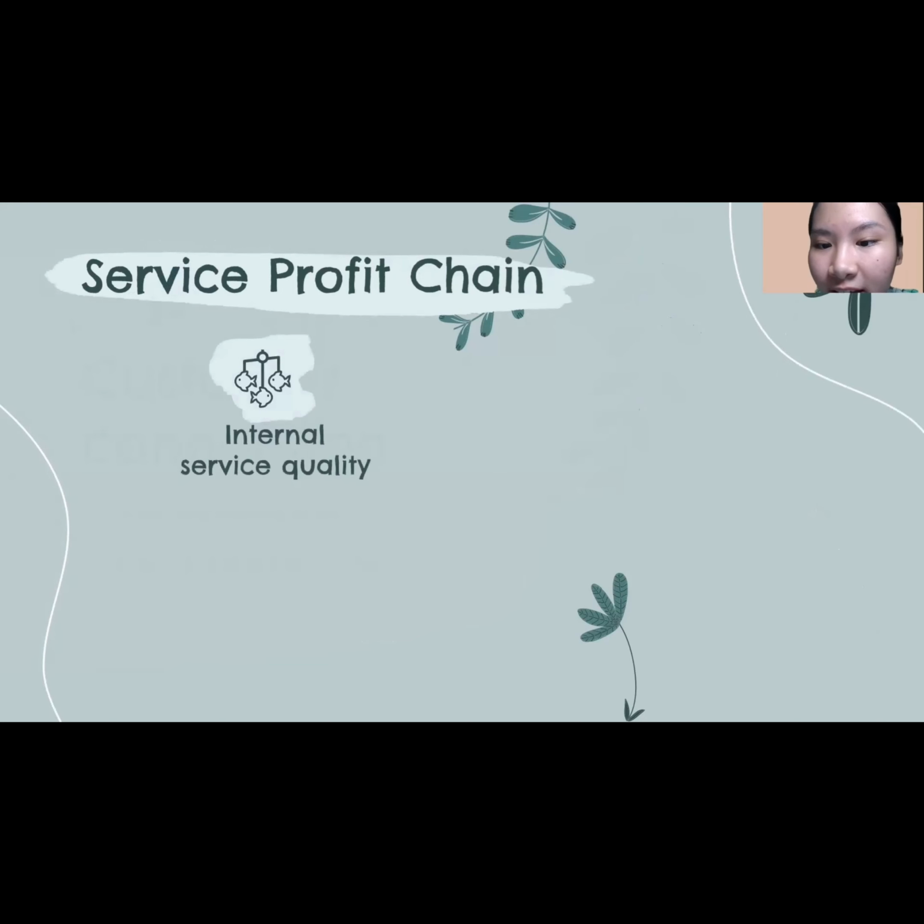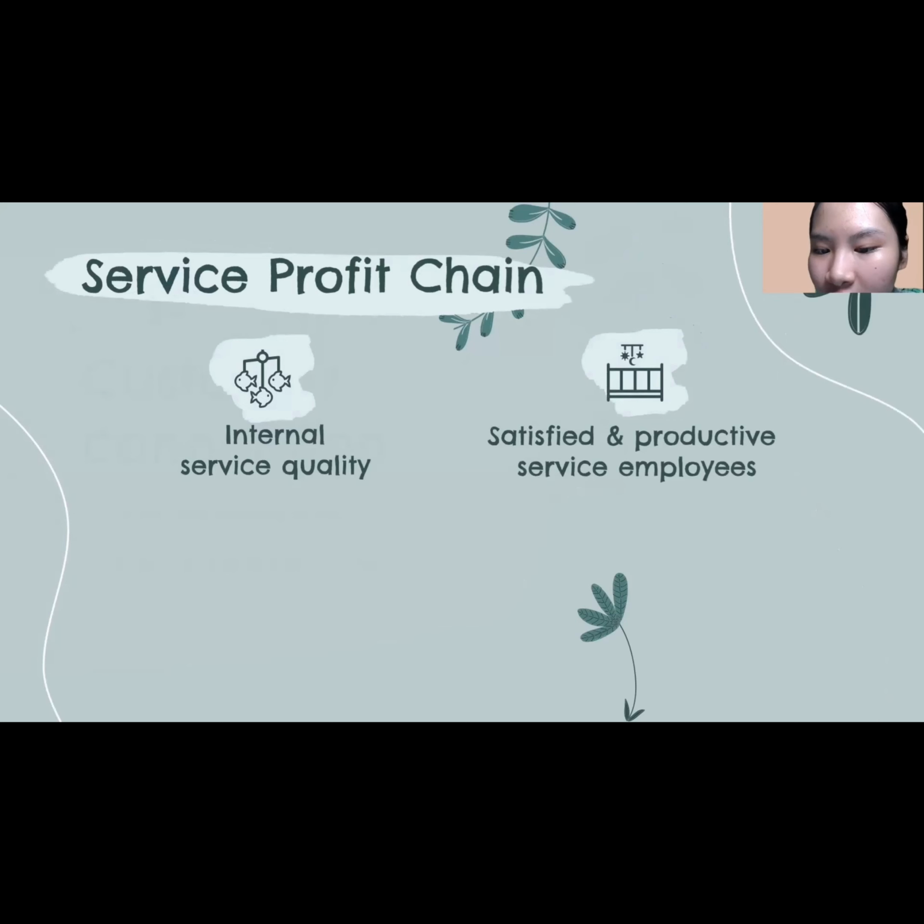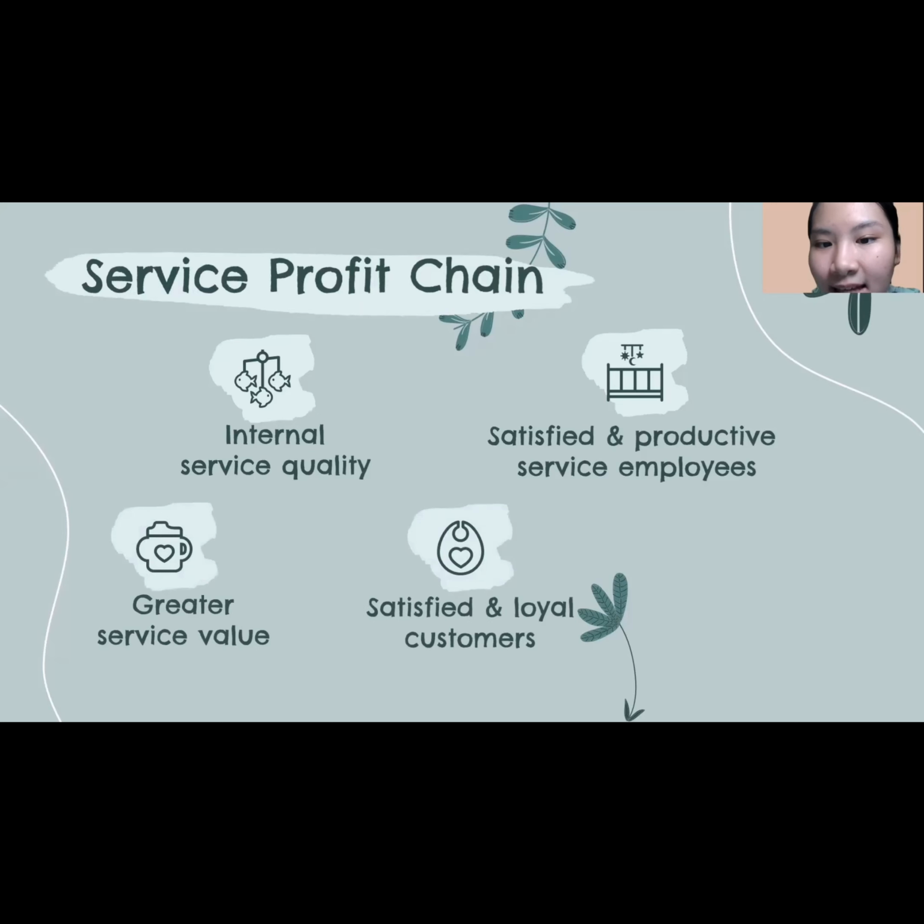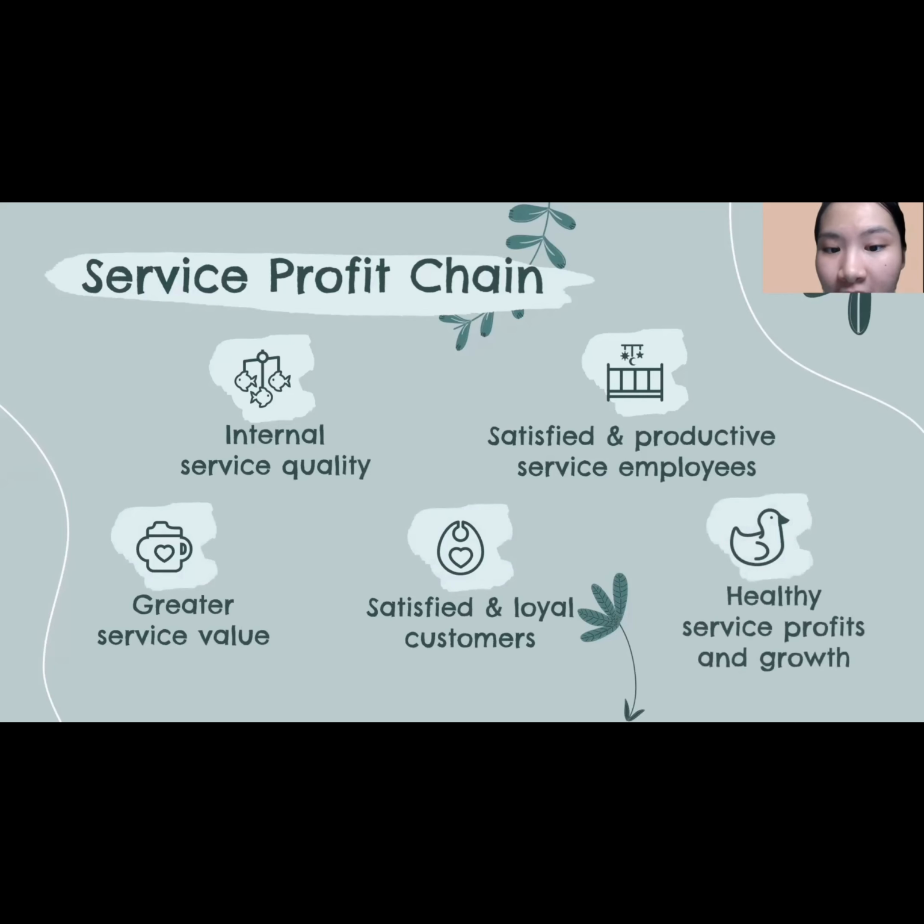There are 5 key links in this chain. The first is the internal service quality. The organization owns more satisfied and productive service employees as a result of internal service quality, which leads to more service value in customer creation, engagement, and service delivery. Then, as more consumers become loyal and satisfied, they purchase more frequently and even suggest orders, resulting in healthy service profits and company growth.